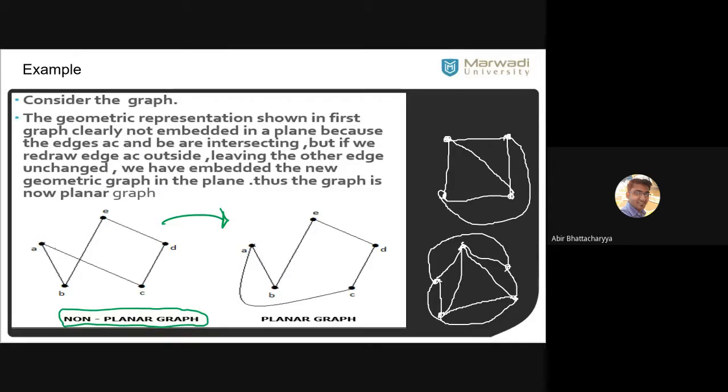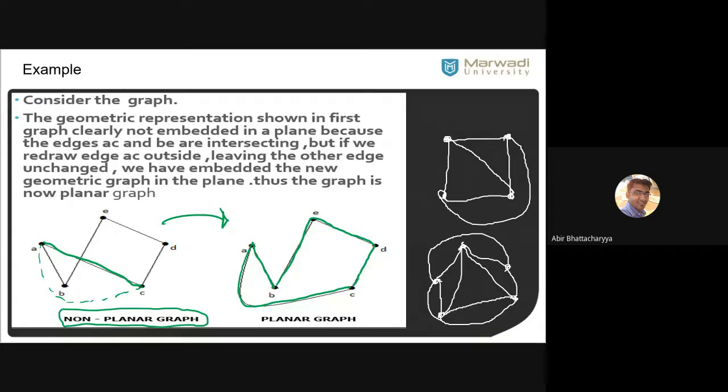Just by shifting this edge from outside. Now this graph becomes a planar graph. There is no edge crossover. This process is known as graph embedding.